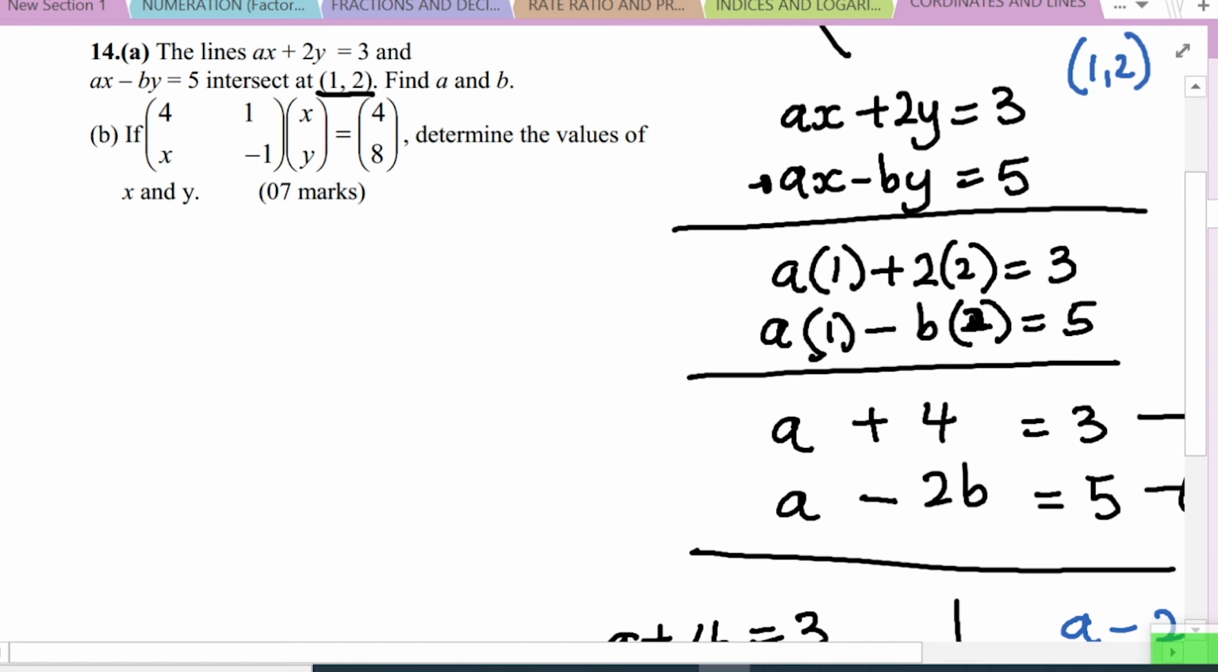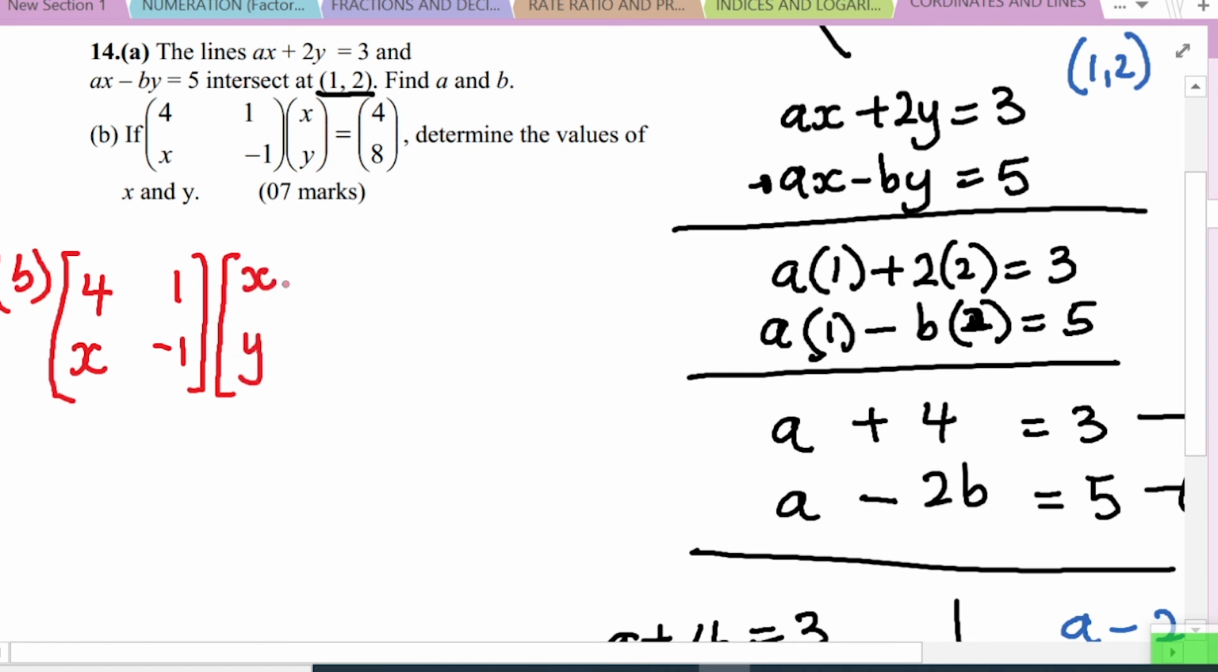Part b of the question here is that if this matrix is equal to that, determine the values of x and y. Let me write it down here. Part b of the question: the matrix with rows (4, 1) and (x, -1), multiplied by (x, y), is equal to (4, 8).